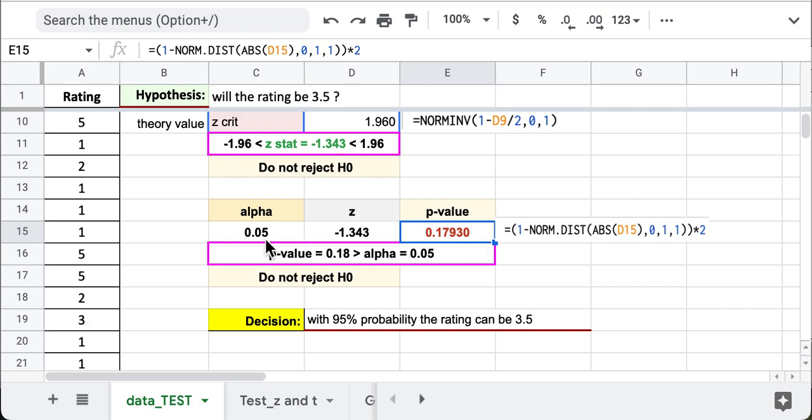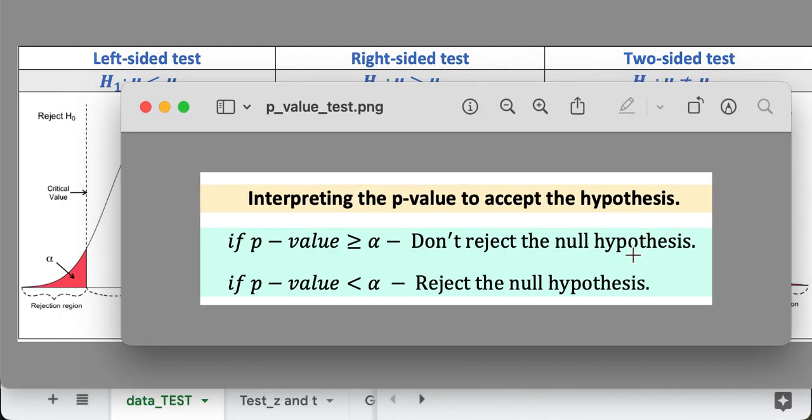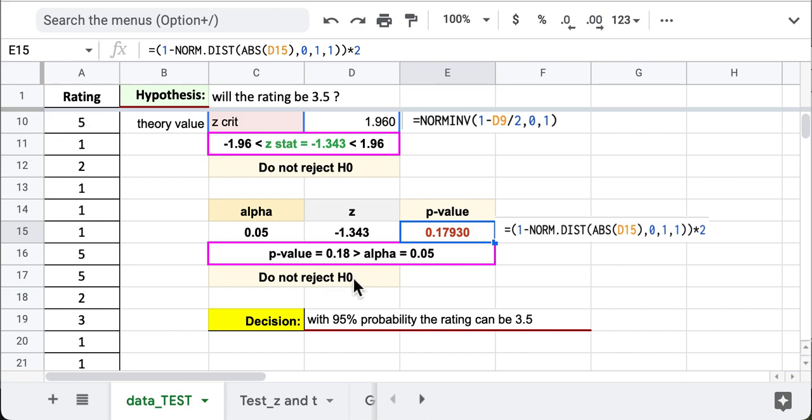Our alpha is 0.05, and based on the theory, the p-value is more than alpha, so we do not reject the null hypothesis. Do not reject H0. And we see that both methods give the same result.